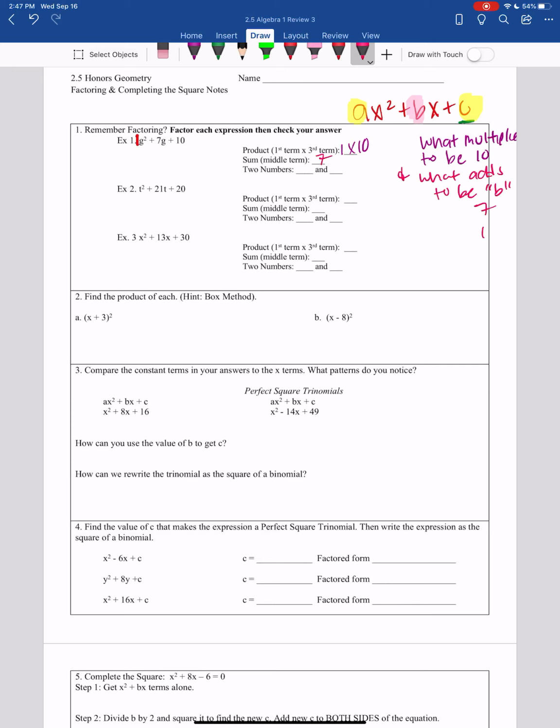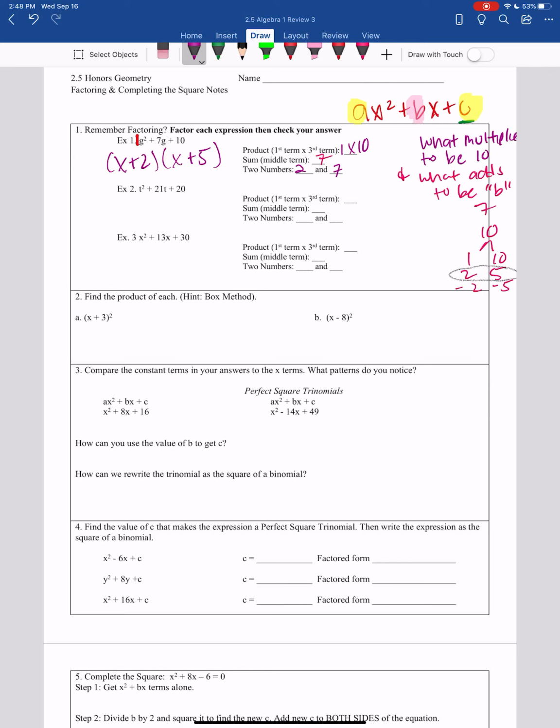Some people will write 10 off to the side and say, okay, I'm thinking of all the factors: 1 and 10, 2 and 5, -2, -5. And then you'll notice that 2 plus 5 is 7. So those are my two numbers that multiply to be 10 and add to be 7. Because I'm dealing with a quadratic where a is 1, when the starting term is a 1 instead of another number, I can just go ahead and write my two terms as x plus 2, x plus 5. And I can FOIL those two out again to check my work.